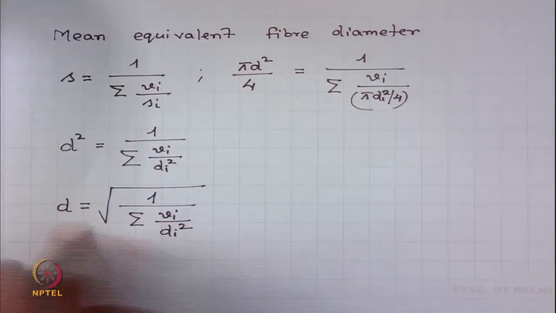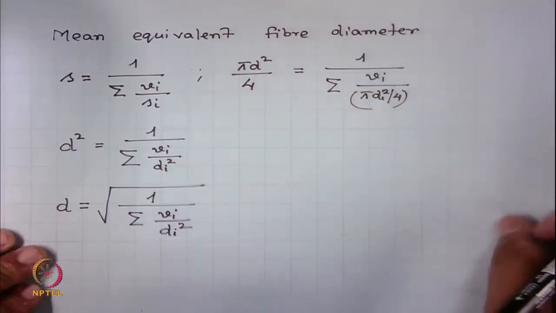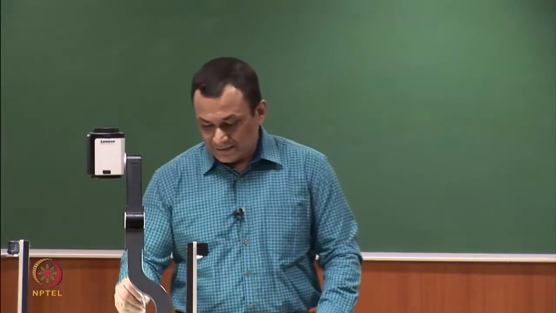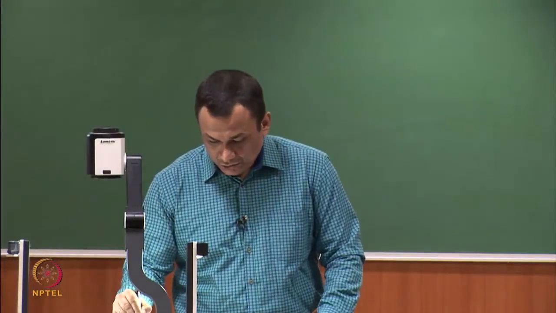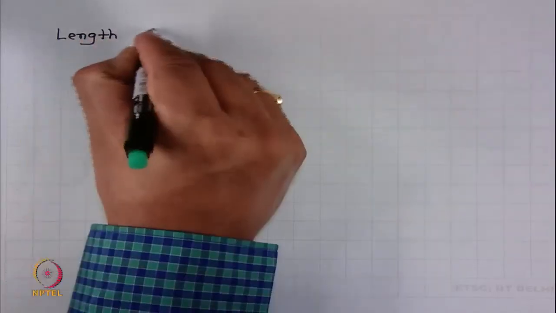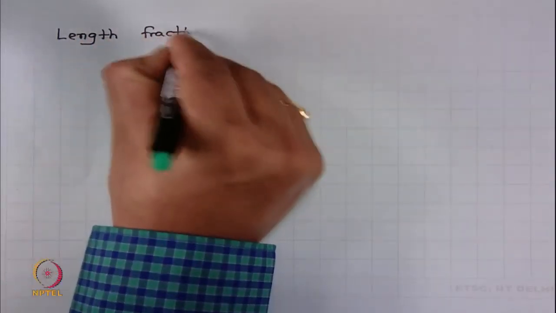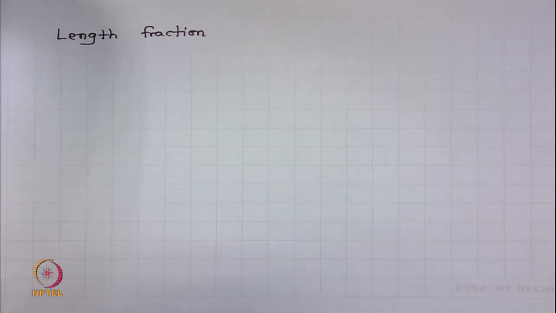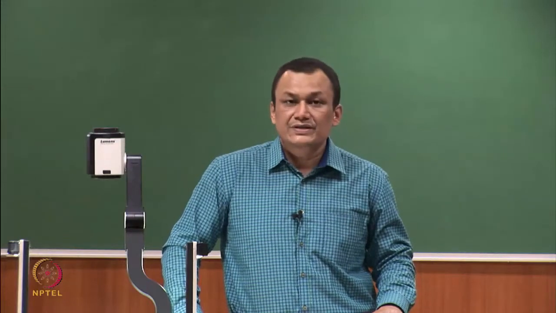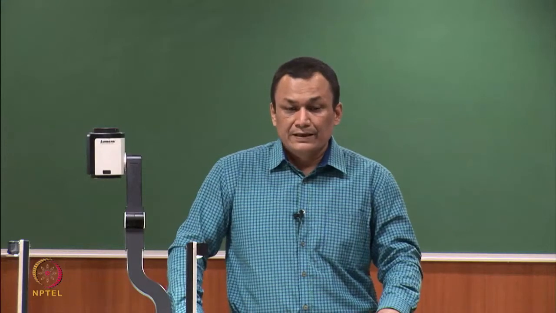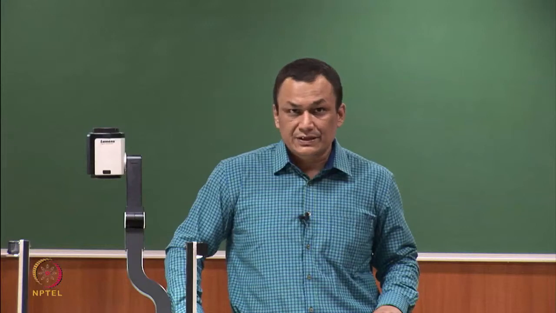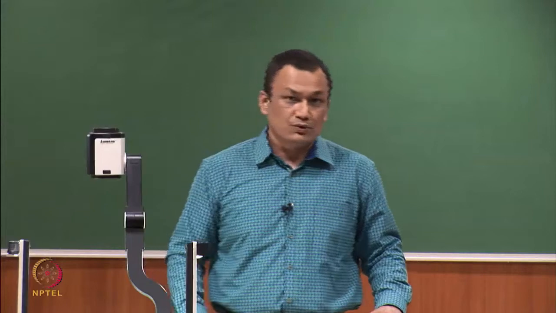Now, we come to length fraction of fibers in the blend. Earlier, we came to know about two fractions. One is mass fraction, second is volume fraction. This is the third fraction, length fraction. A blend can be characterized not only by mass fraction, which is typically done in industry, but also by volume fraction, length fraction, number fraction, and so on.